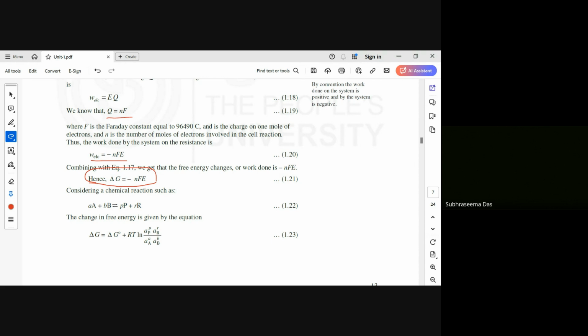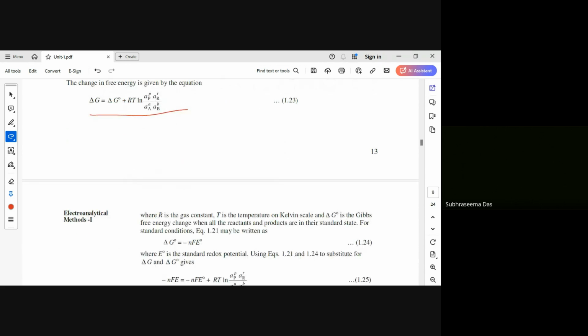Now let us consider a very general chemical reaction where A plus B reacts to form products P plus R. The small a, b, p, r represent the reaction coefficients. Looking at this equation, the change in free energy, and applying the law of mass action, we find that delta G is equal to delta G zero plus RT ln of the activity of P R by the activity of A B.